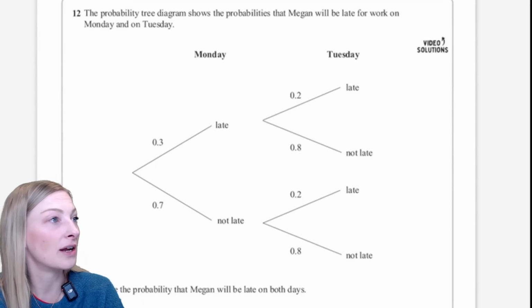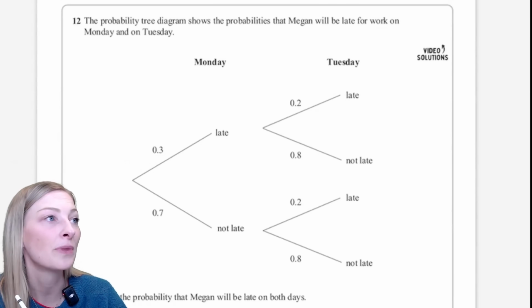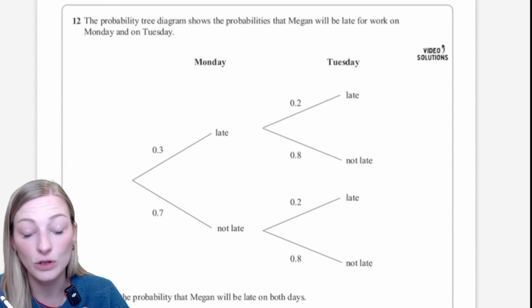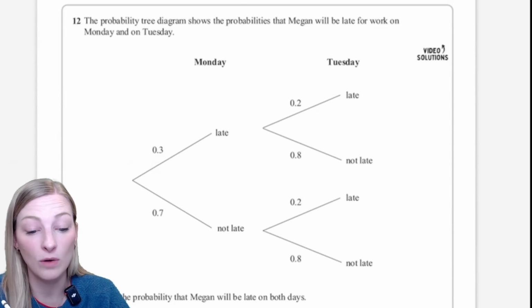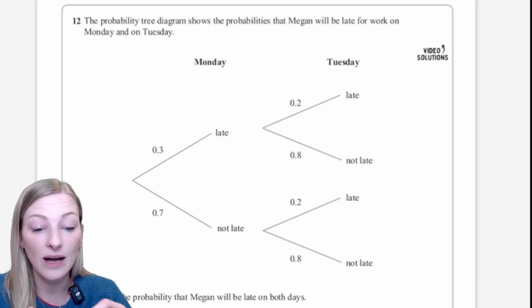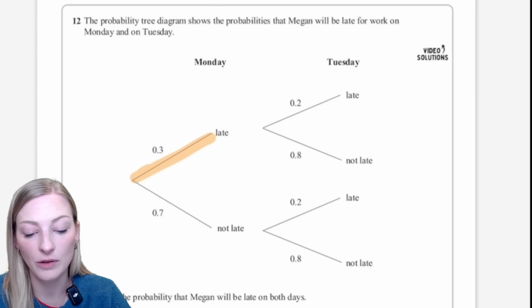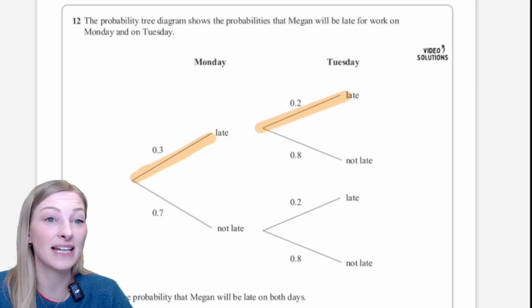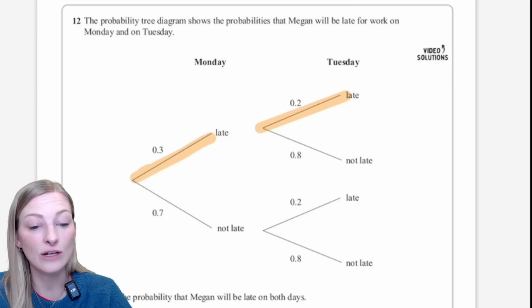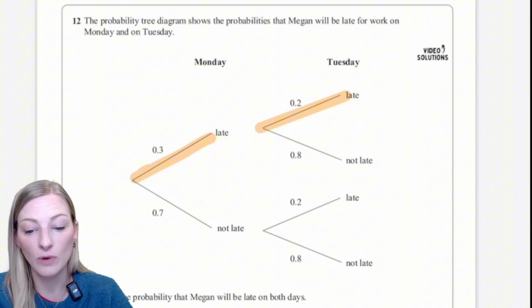Okay, question number 12, and we have a probability tree. The probability tree diagram shows the probabilities that Megan will be late for work on Monday and on Tuesday. Calculate the probability that Megan will be late on both days. So to do that, we're going to multiply along the branches that we want. If we wanted more than one pathway, we would add our answers together at the end. But since we are only interested in this pathway, we're just going to multiply those together.